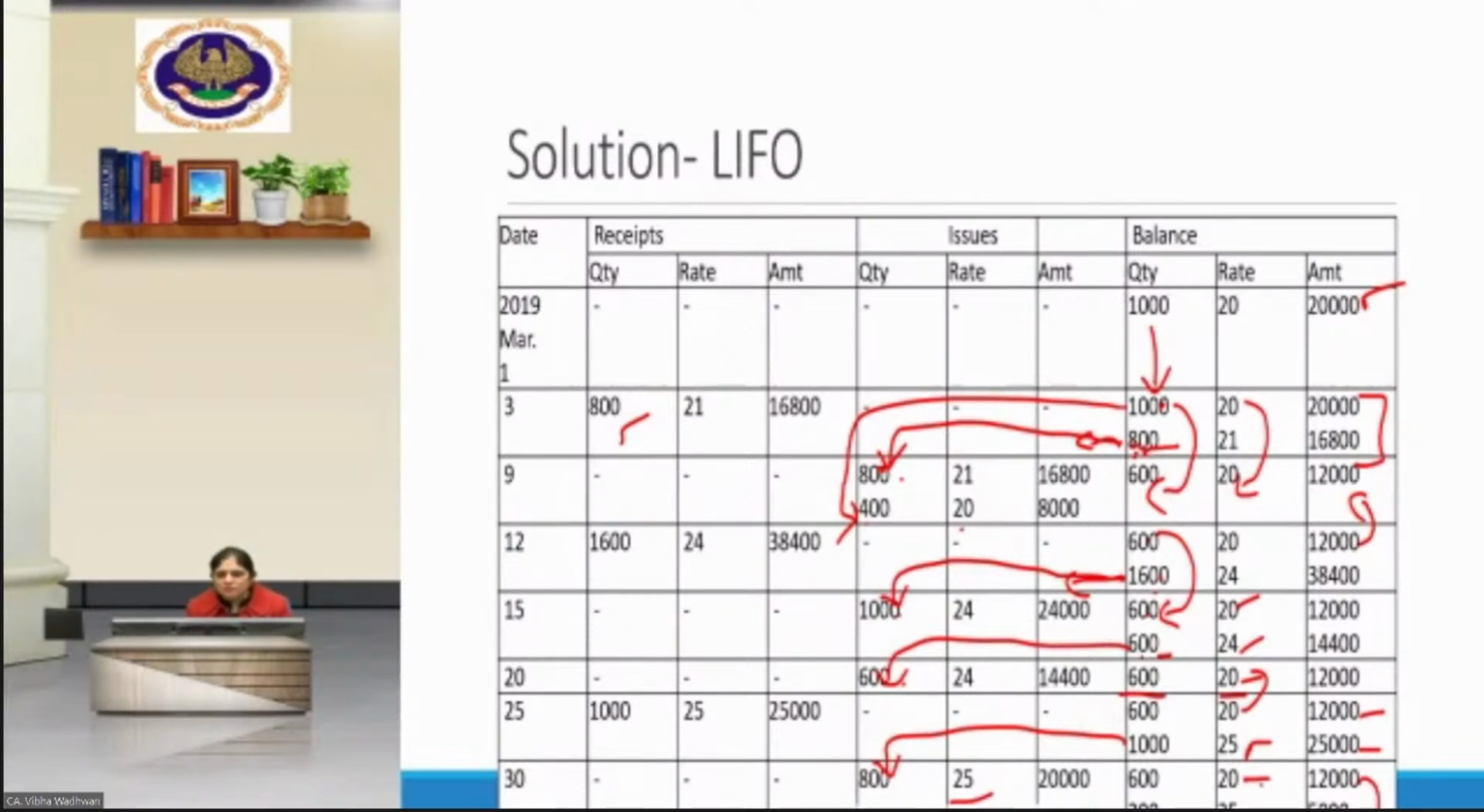So under LIFO, the breakup of closing stock is 600 units at the rate of 20 and 200 units at the rate of 25. So the closing stock under LIFO is 17,000. 800 is the quantity and 17,000 is the value of closing stock under LIFO. I hope you must have understood. Any doubts? Very good.